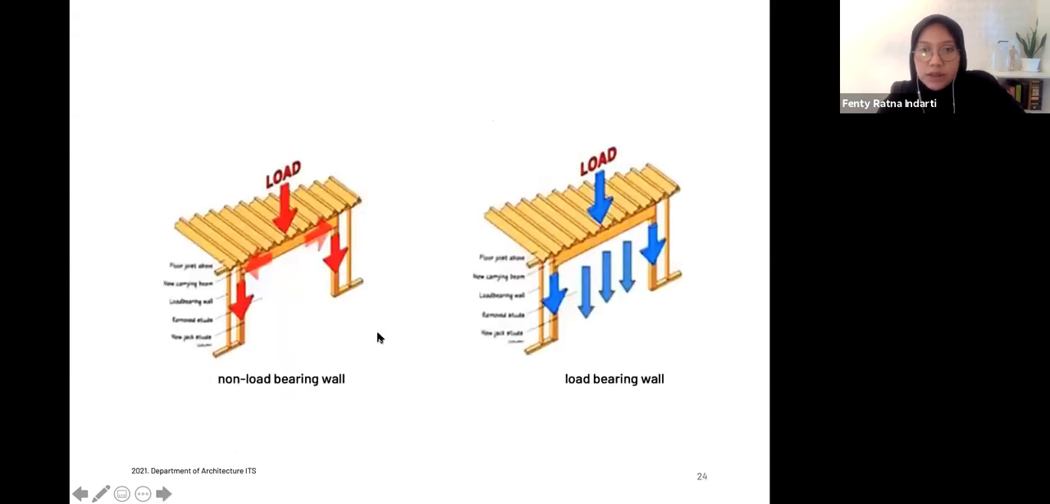What it looks like is like this. If it is a non-load bearing wall, the load will go to the part where the structure is, like this. So it will just be distributed in 2 areas, here and here, while for the load bearing wall, the load will be distributed to all parts of the wall itself.